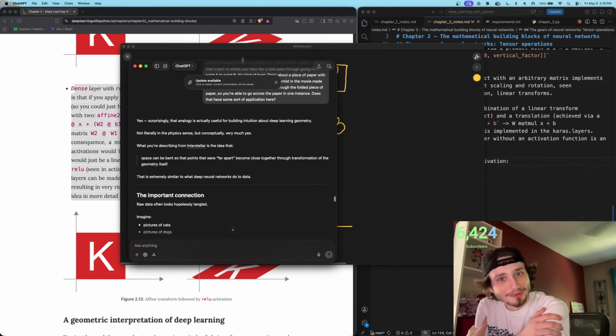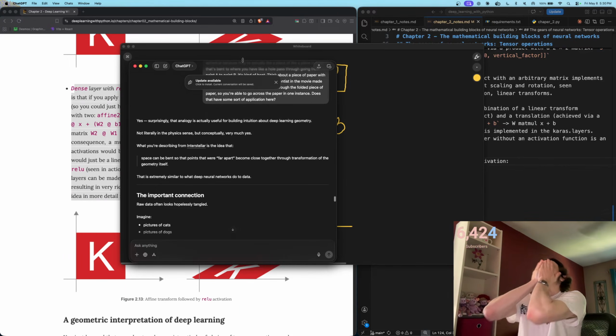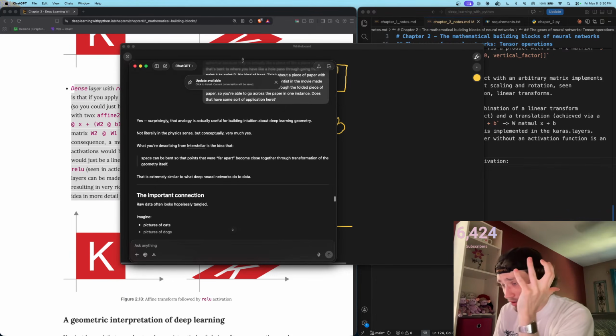Uh-oh. We're building there in Interstellar! It's the end of the world!